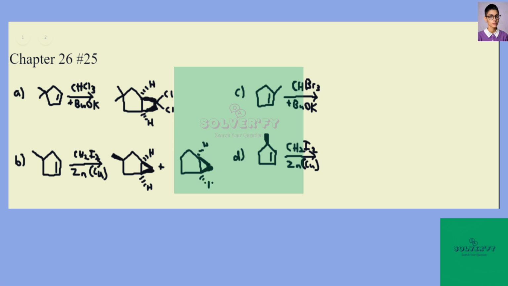So we can draw this part the same way and then just draw the methyl group with opposite stereochemistry there. Okay, so there we go. There's B. For C, again, we're going to get a pair of enantiomers.